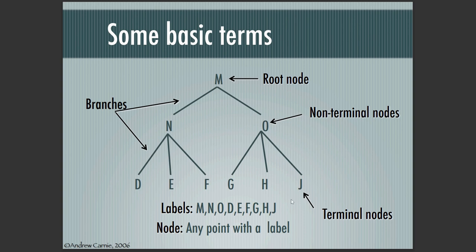So if nodes have branches going down from them, we call them non-terminal nodes. But if they don't have branches, like G doesn't have any branch or H doesn't have any branch, we call them terminal nodes. They are alone. Whereas M, N, and O, they are the mothers and daughters in the tree, which is why we call them non-terminal nodes. Domination.